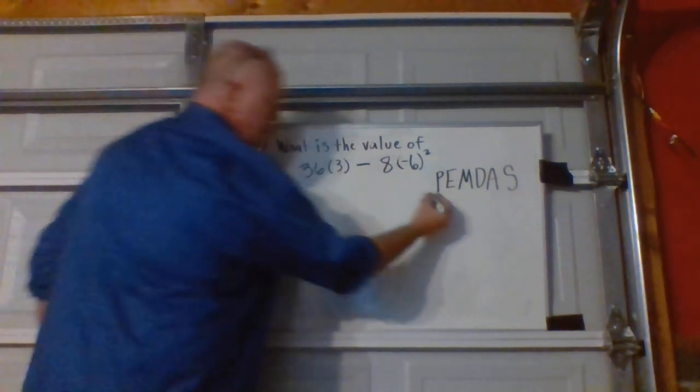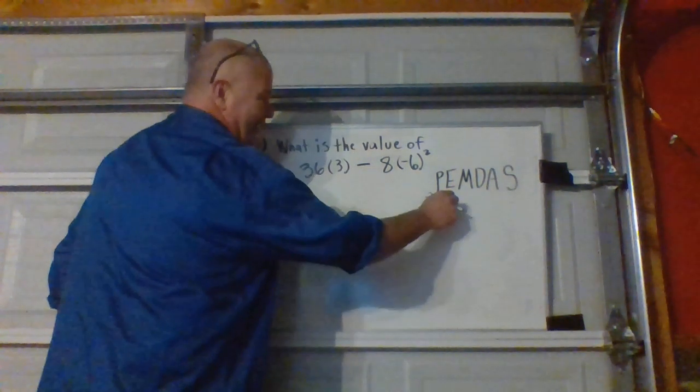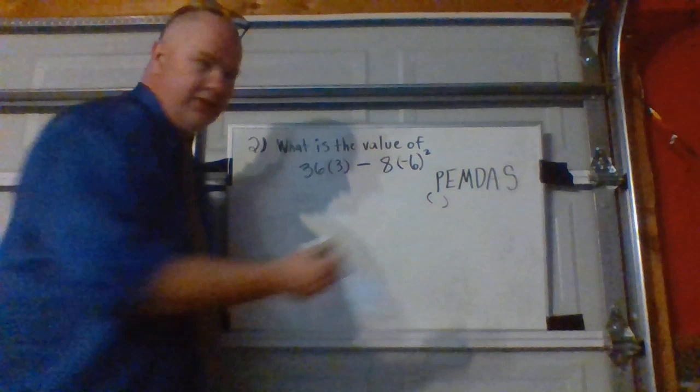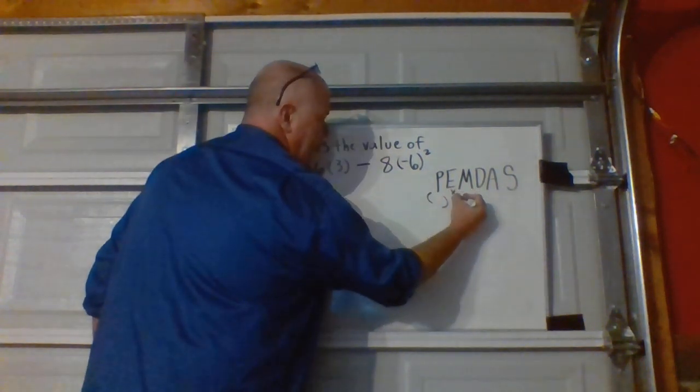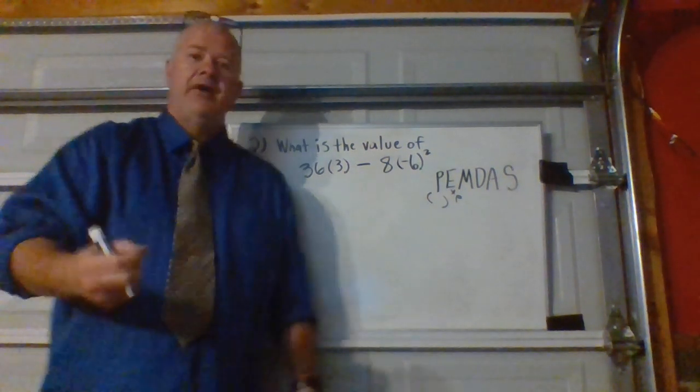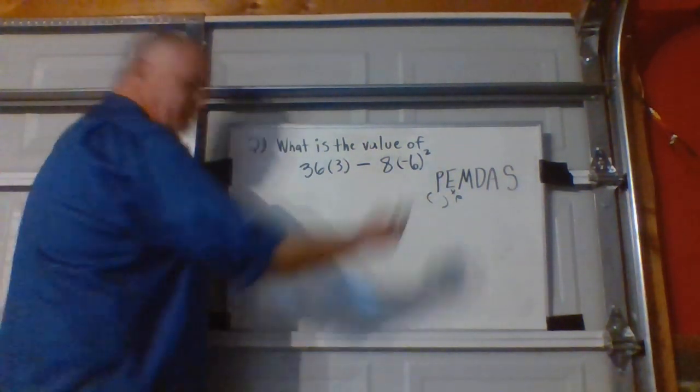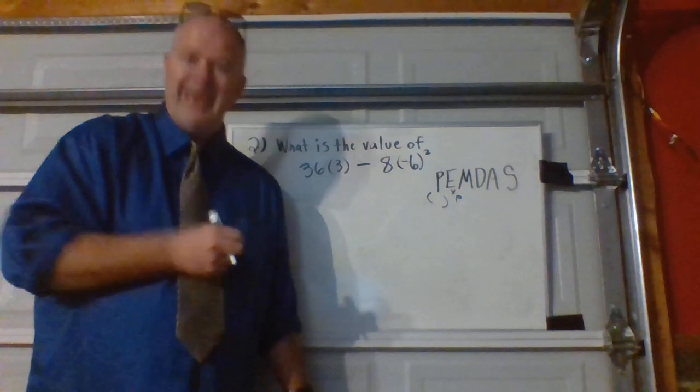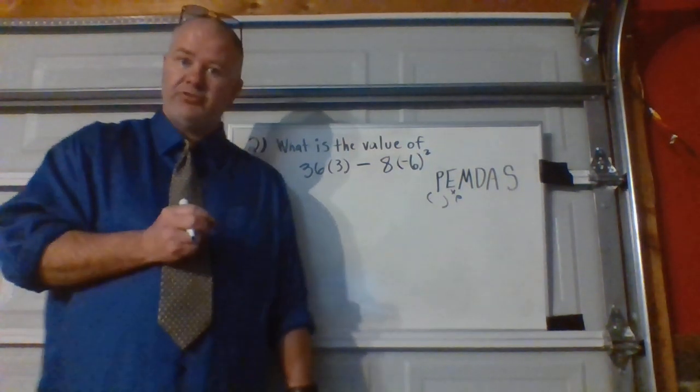The P stands for parentheses. The E stands for exponents. I'm going to put EXP here as an abbreviation. So those little guys up there are the exponents. M is multiplication, D is division, A is addition, S is subtraction.